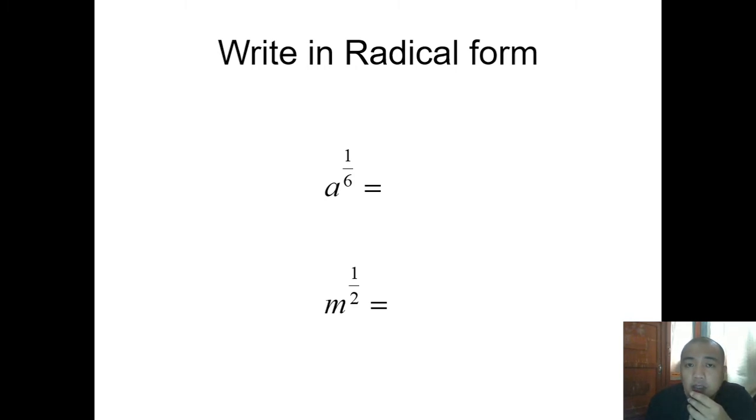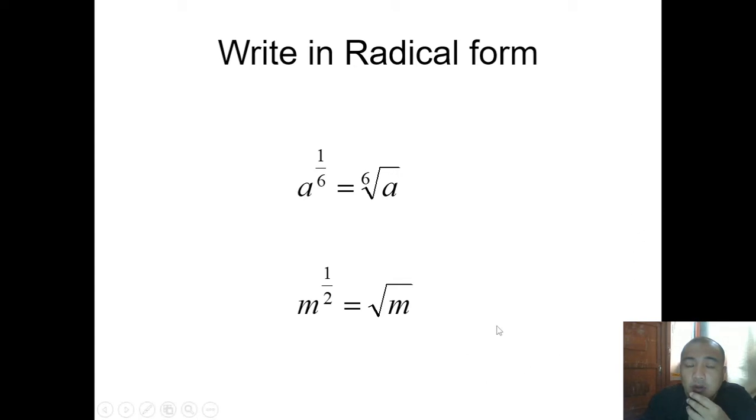Okay, write in radical form a raised to 1 over 6. That's equivalent to the 6th root of a. And how about m raised to 1 over 2? Square root of m. So the index here is 2, but we do not write 2 anymore as the index. So if there's no index written, that means the index is 2. Okay, but if the index is 3 or more, then we should write it. So a raised to 1 over 6, 6th root of a; m raised to 1 over 2, square root of m.